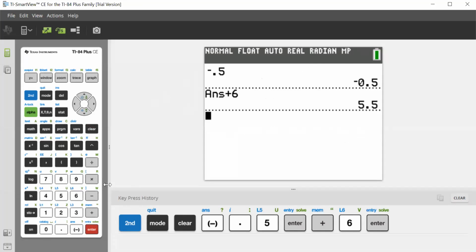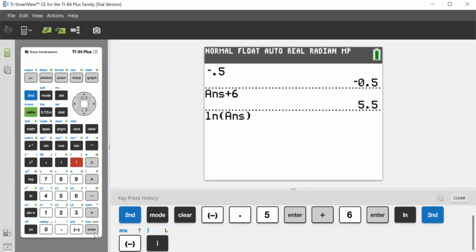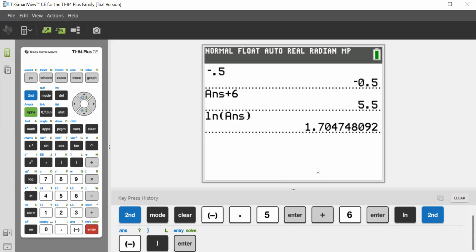Or if I do something like the natural log, I could do the natural log of the answer, and it'll just use that previous answer of 5.5 that I now have and take the natural log of it. So everybody, I hope, is good with that.